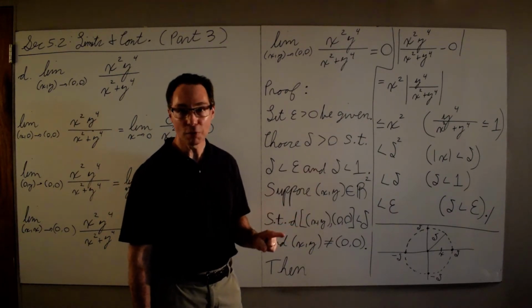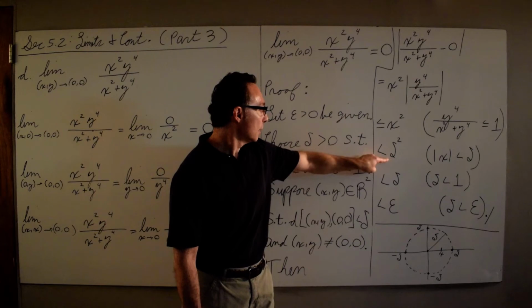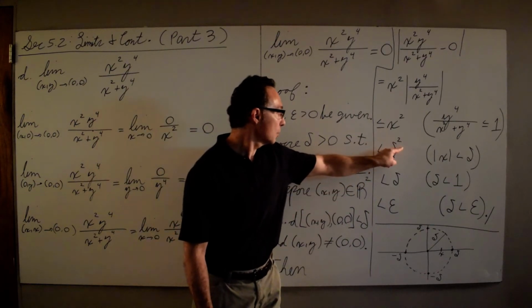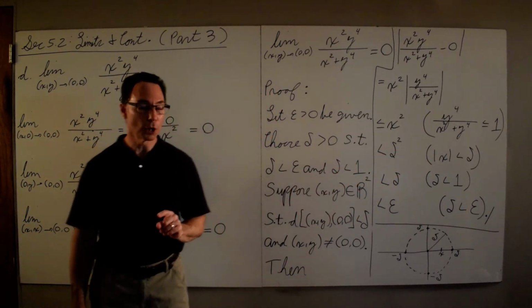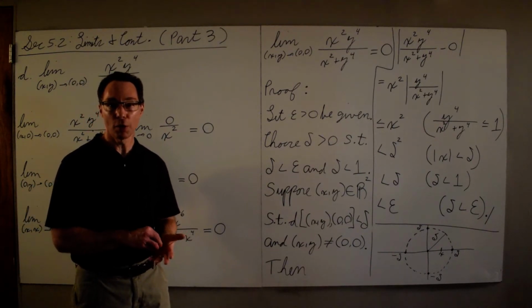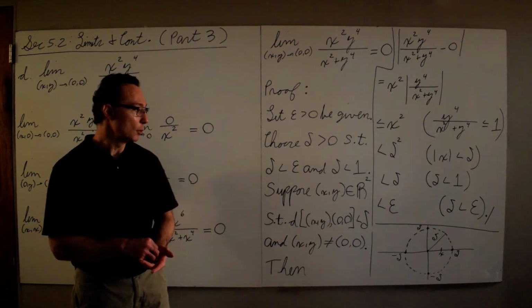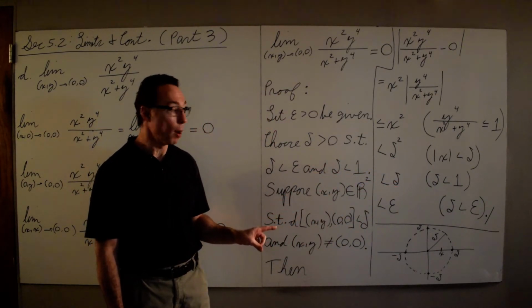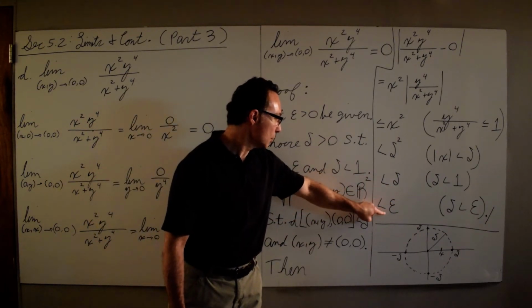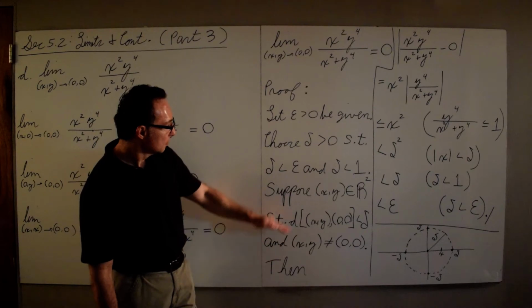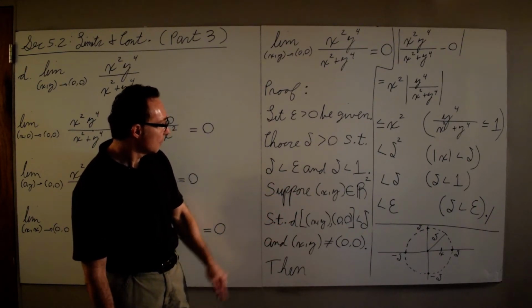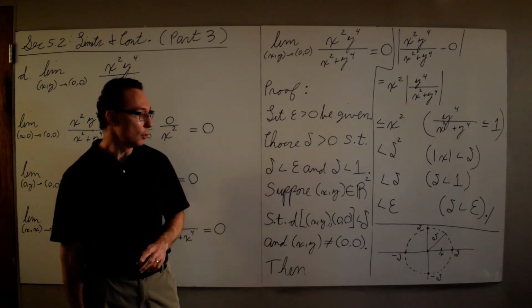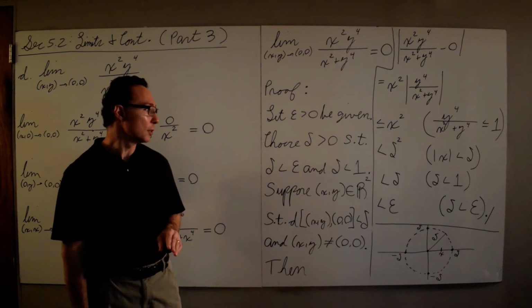But assuming you believe that, x squared is less than delta squared because the absolute value of x is less than delta. Delta squared is less than delta because delta was chosen to be smaller than 1. The square of a number smaller than 1 is smaller than the original number. And delta was chosen to be less than epsilon. Choose delta greater than 0 such that delta is less than epsilon. So that was chosen. Let's go back to the one thing I haven't quite justified yet.